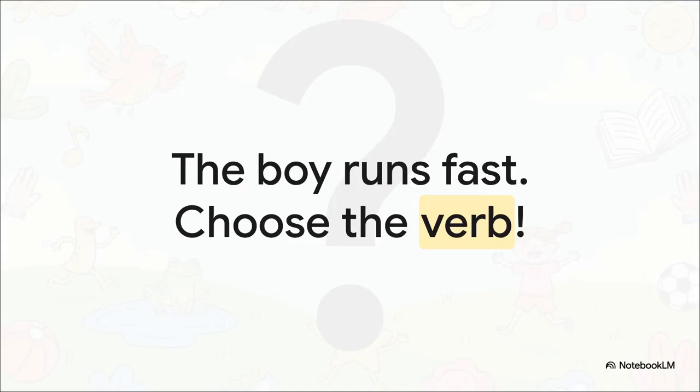Moving right along to rapid fire quiz time. Look at this sentence. The boy runs fast. Now, which one is the verb? Is it A, boy, B, runs, or C, fast? Ask yourself, what action is the boy actually doing? If you went with B, runs, you got it. High five. Runs is the action word.